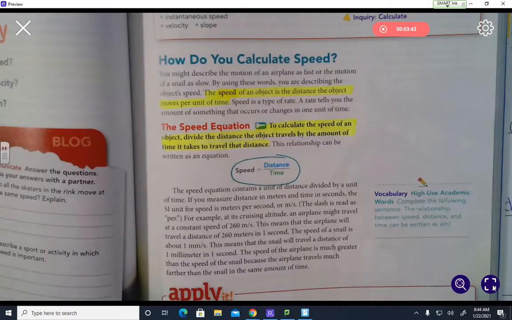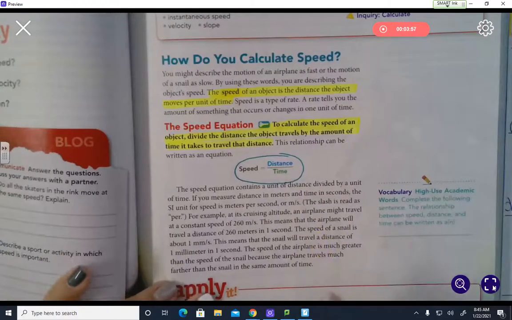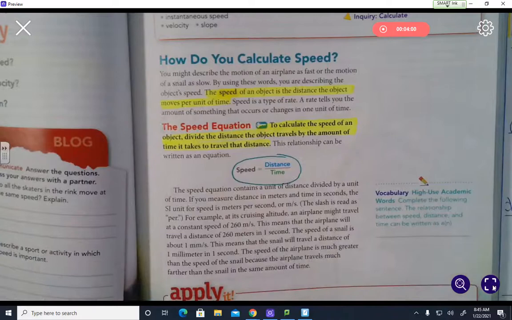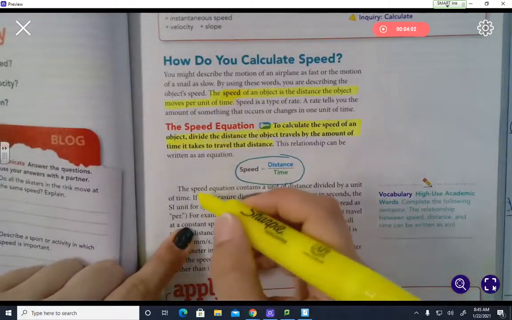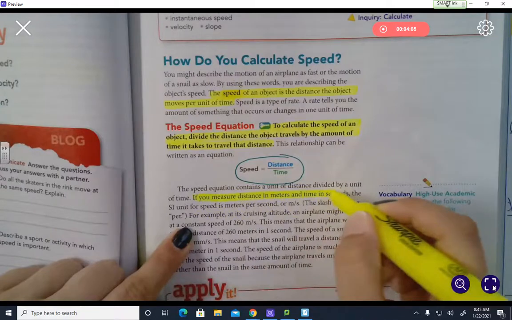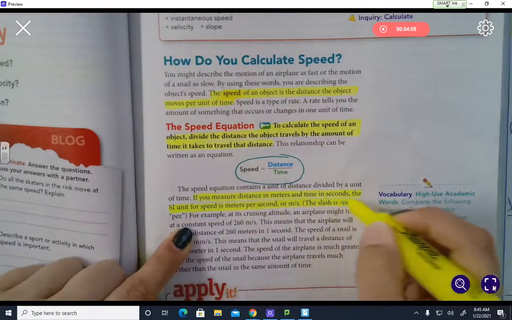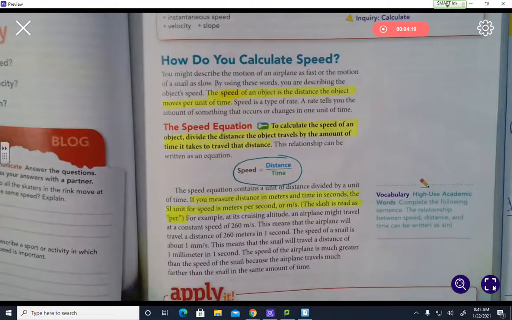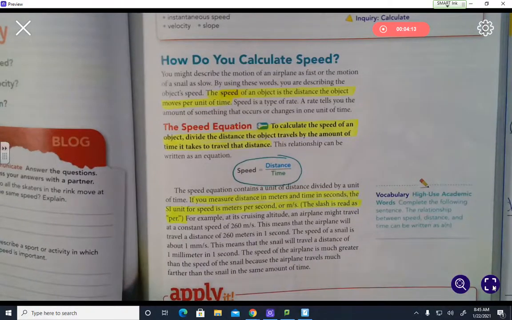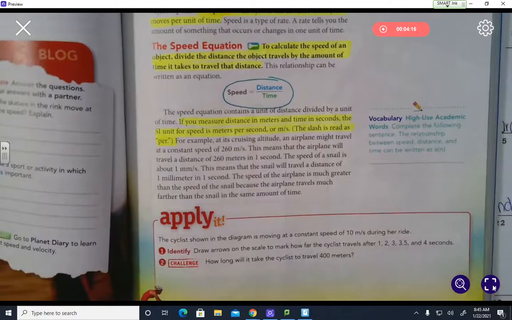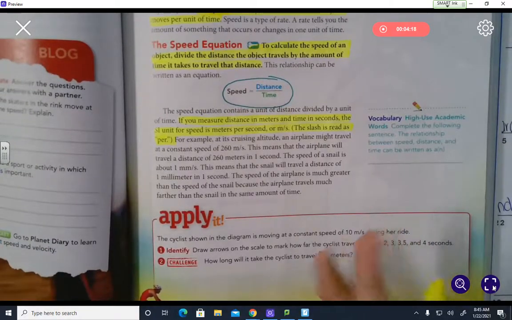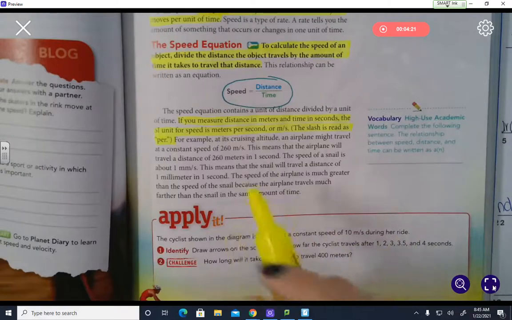The speed equation contains a unit of distance divided by a unit of time. If you measure the distance in meters and time in seconds, the SI unit for speed is meters per second, or m/s. The slash is read as per. So I want you to highlight just the "if you measure distance" sentence. That way you know how to label, because labels are always very important in science, but now that we're getting into doing calculations, they're going to be even more important.